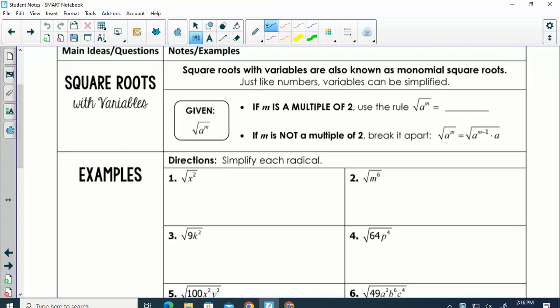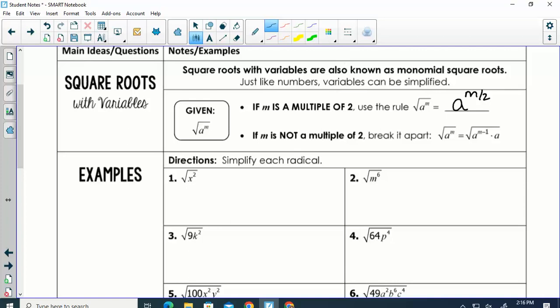Okay. So we know how to reduce square roots with numbers. That's what we've been working on the past couple days. When we do variables, it works the same way. If you have a multiple of 2, then to bring it out of the square root, you're actually just dividing your power by 2.